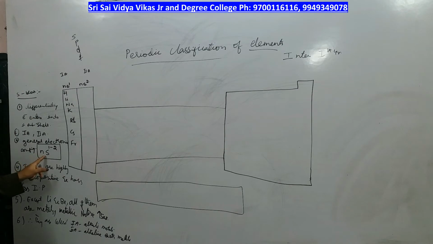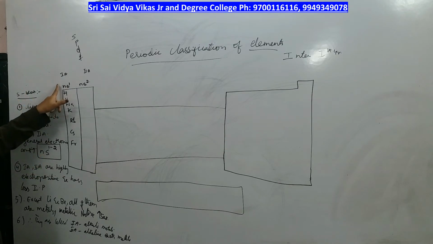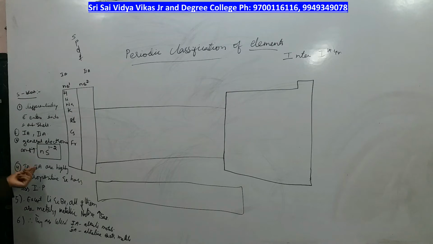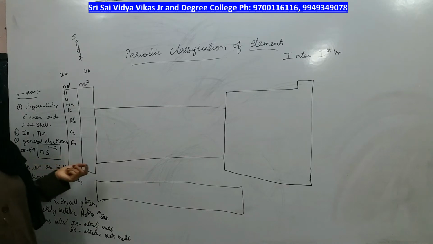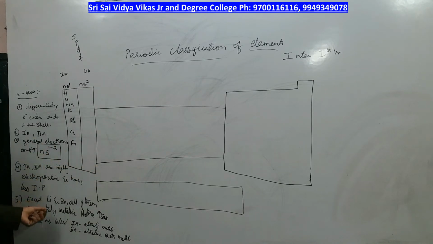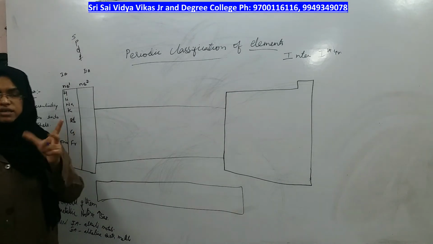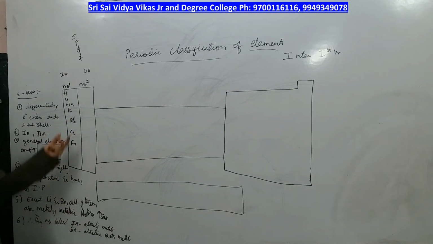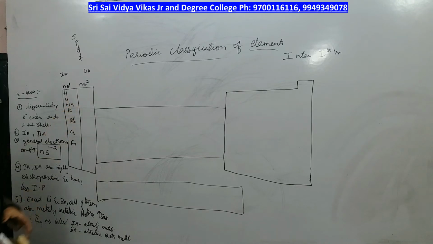General electronic configuration is ns. What is the first group configuration? Till the last group configuration. First is ns1 till ns2, right. This is the general electronic configuration. Right, what is the nature of the elements? First A and second A are highly electropositive and have very less ionization potential. Next point, what is the nature? Are they metals or non-metals or semi-metals? That also we should write. Except lithium and beryllium, all of them are metals.